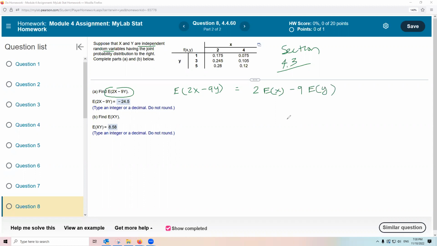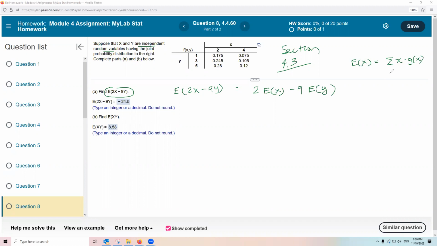So what we're going to have to figure out is the expected value of X and the expected value of Y. Let's start with expected value of X. That's the sum of X times its marginal density function G of X.